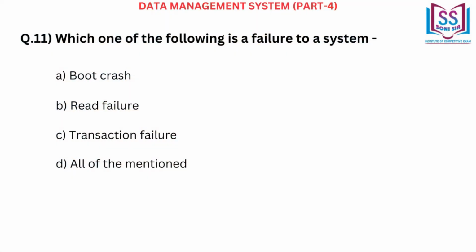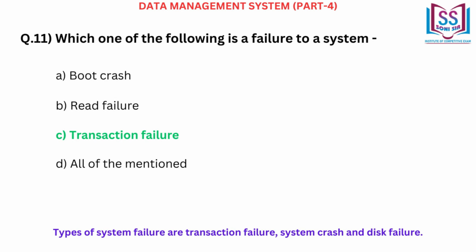Which one of the following is a failure to a system? A. Boot crash, B. Read failure, C. Transaction failure, D. All of the mentioned. Correct answer C. Transaction failure. Types of system failure are transaction failure, system crash and disk failure.